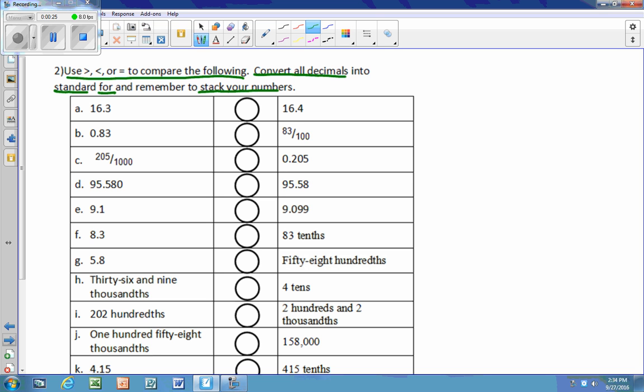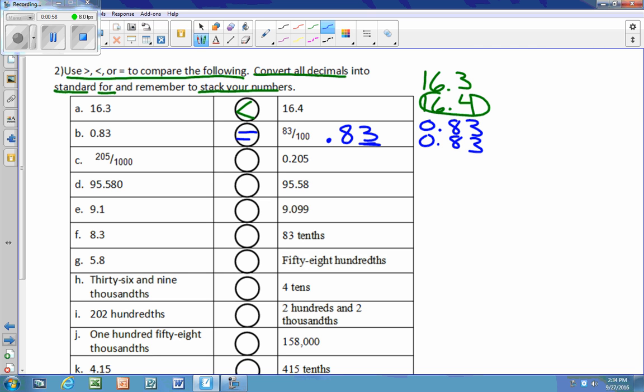So the first ones I see is that I have 16 and 3/10 and 16 and 4/10, and I can stack them by lining up the decimals. That one is easy to do, and I can see right away that this one is greater. But in the next one, I need to go down and I need to see that I have one decimal, one fraction, and this fraction over here, 83 is ending in the hundredths place, so that's 83 hundredths. So I can go and stack them, and I notice that they are now equal.